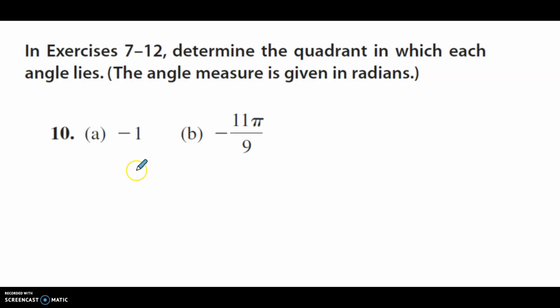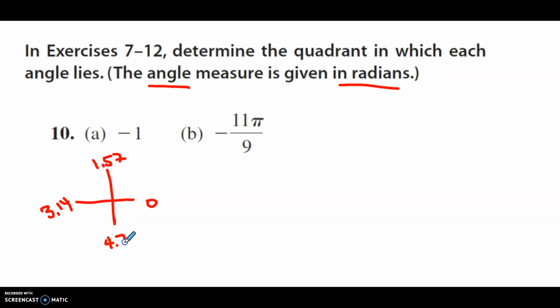All right, for number 10, this follows the same suit as number 11 for homework. It says determine the quadrant in which each angle lies in. So again, they are telling me the angle that they're giving me is in radians. So here I go, -1. I know that this is a whole number. I want to think about it in terms of the decimals, right? So 0, this is 3.14, this is 1.57, this is 4.71, and this is 6.28.